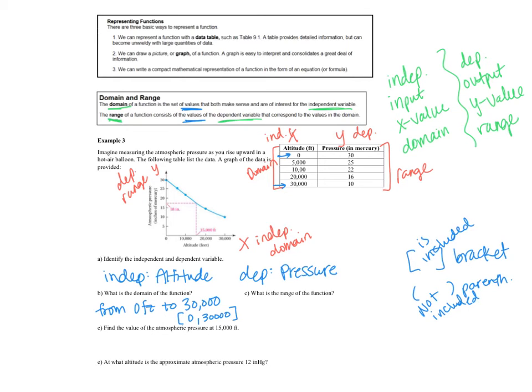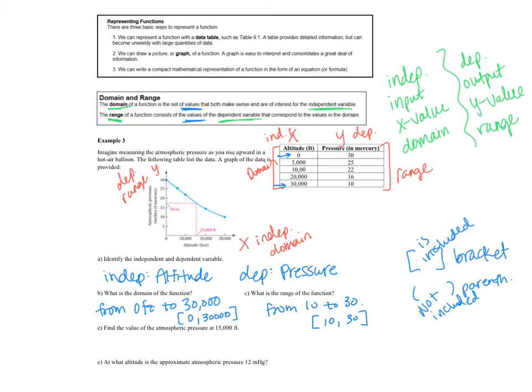Now I want to look at my range. For the range, we want the values related to the pressure. So when we look at this range, we're going anywhere from 10 to 30. So we're going from 10, and this is in mercury, to 30. Again, I could write this as an interval from 10 to 30. Now let's look at the next question.